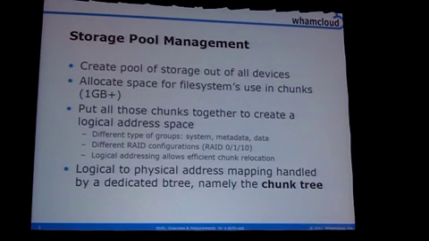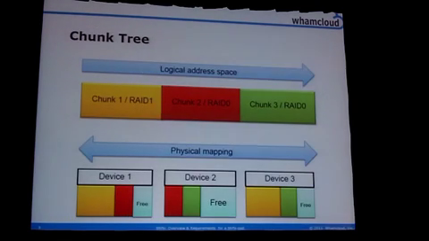So the logical to physical address mapping is handled by a dedicated B tree. So actually, btrfs has multiple B trees. And the chunk tree, which is referenced from the btrfs superblock, is in charge of translating the logical address into a device ID and a physical address.